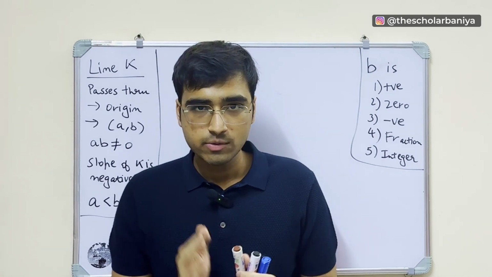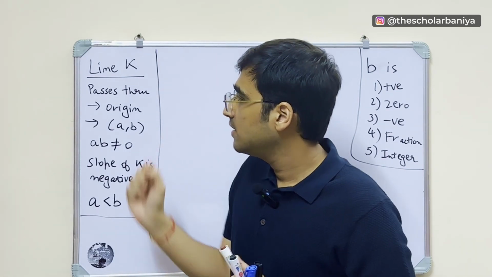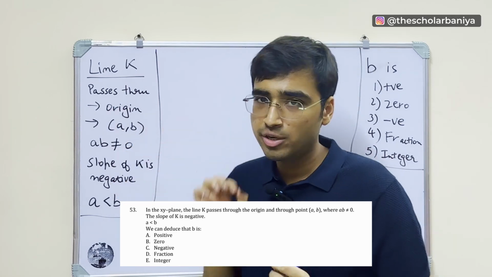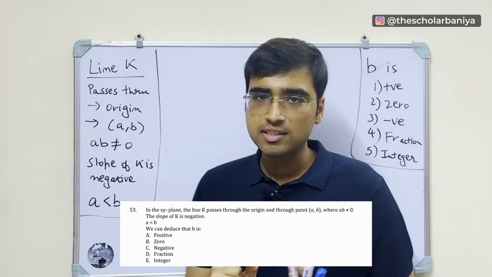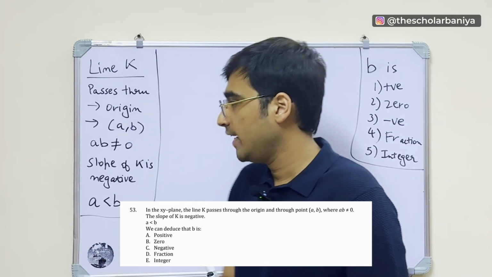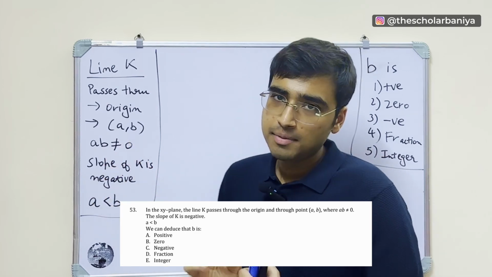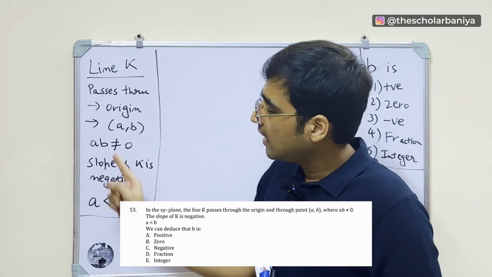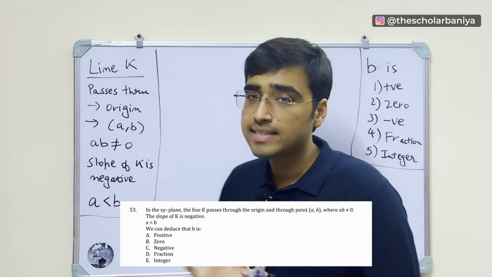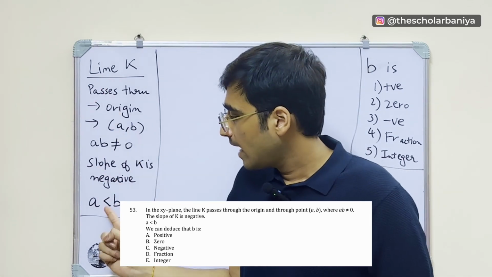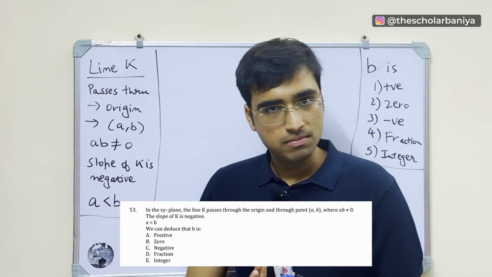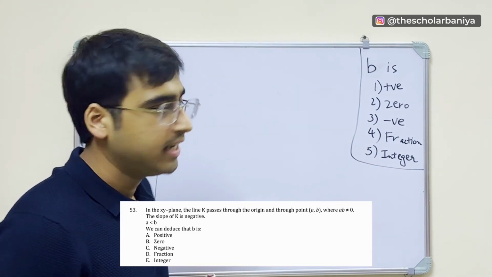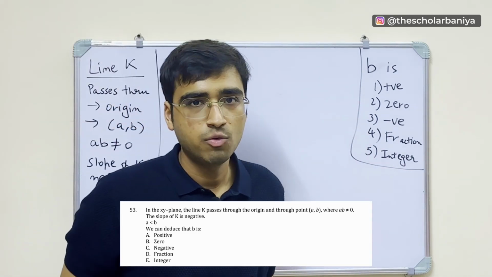So let's move on to the next question, guys. In this question, we are given that there is a line K, right? And that line K passes through the origin and it also passes through a point A comma B, right? We are also given that AB is not equal to 0. Fair enough. We are also given that the slope of the line K is negative, right? And A is less than B. We also know this. So we have to find the value of B. Like B is positive, negative, 0, what?